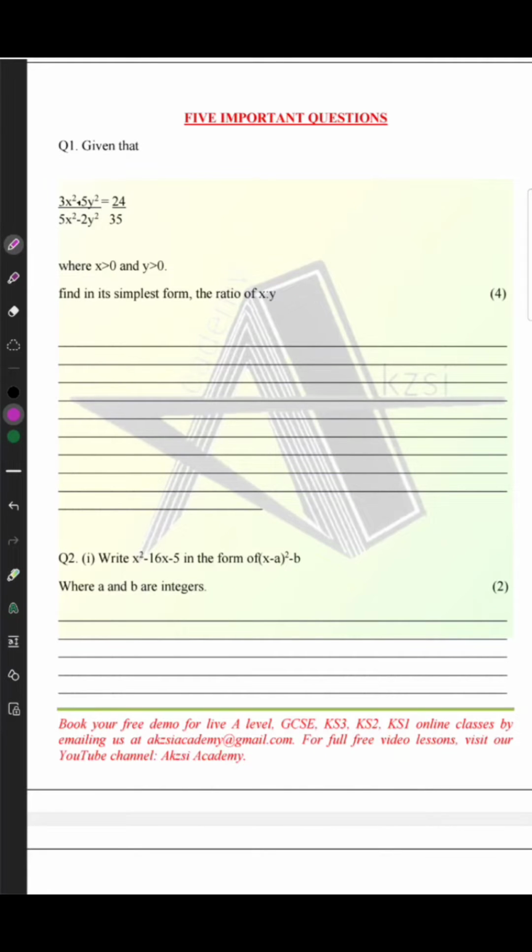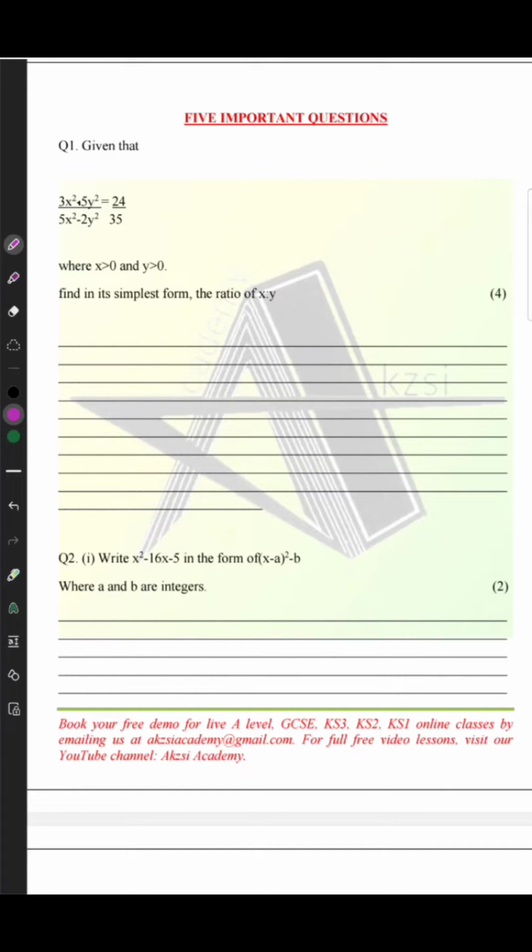Hi everyone. As you all know, mock exams are just around the corner, and today I've got 5 more super important questions you must practice before your mocks. These cover the most repeated topics that can easily boost your marks.